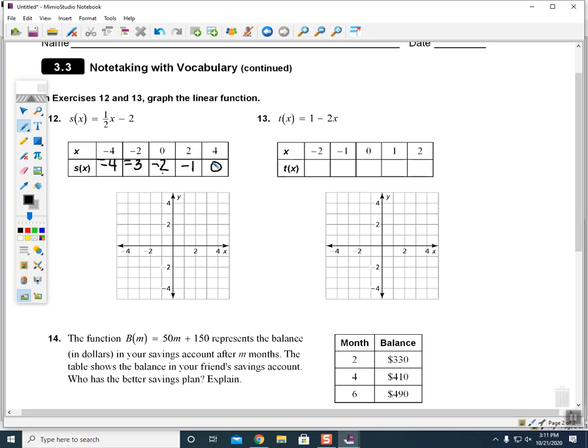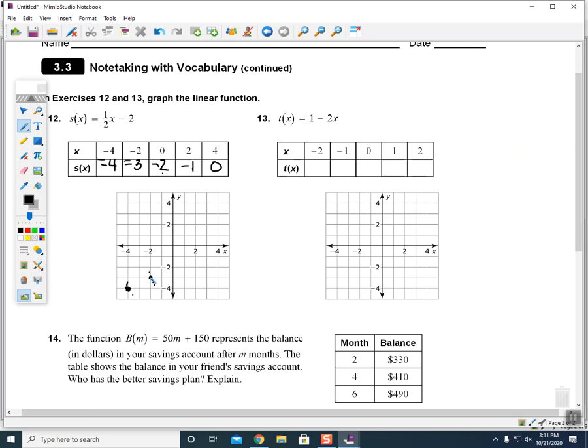So then, I found it easier to plot all of my points and then draw my line. So I've got -4, -4. Okay, there's 1 point. -2, -3. So, right there.